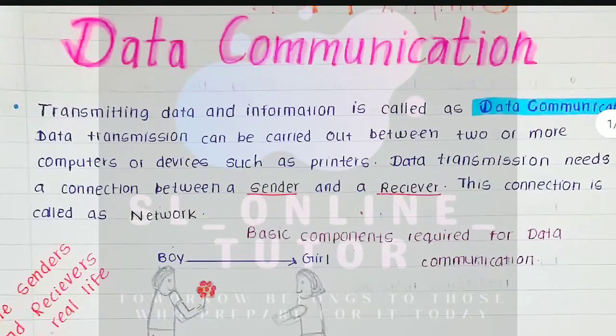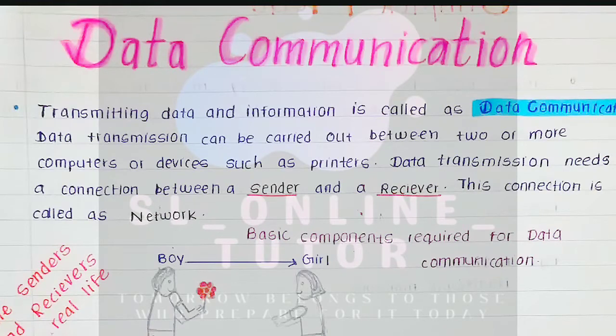Data communication. Transmitting data and information is called data communication, carried out between two or more computers or devices such as printers. Data transmission needs a connection between a sender and a receiver. This connection is called a network.